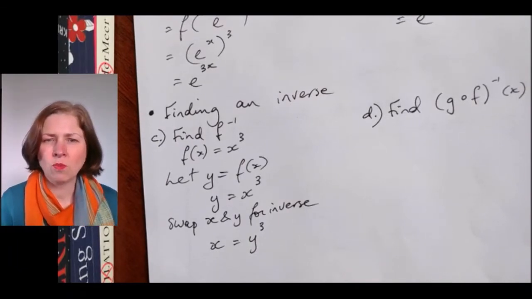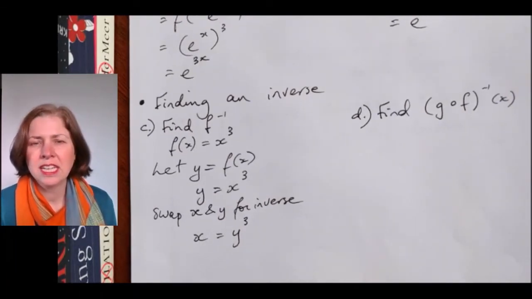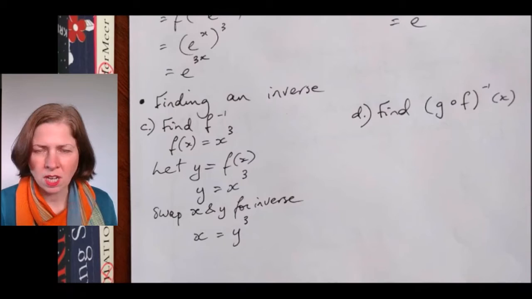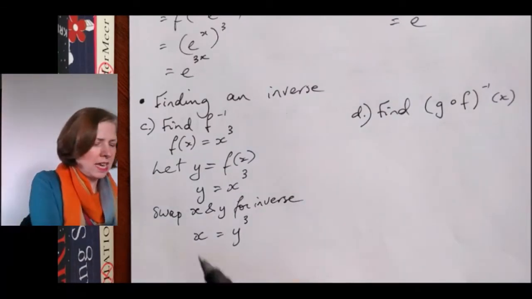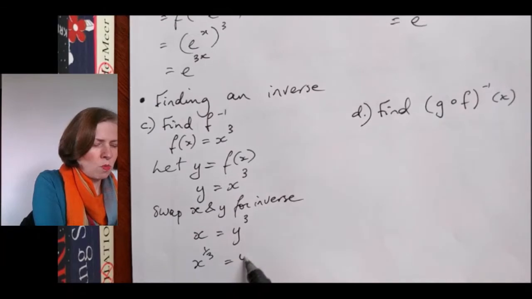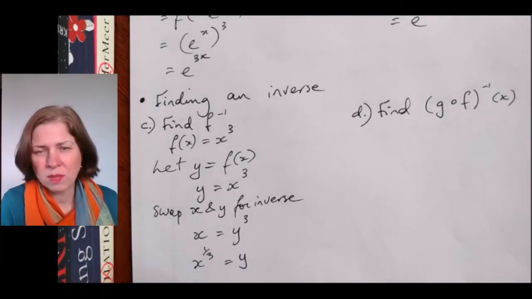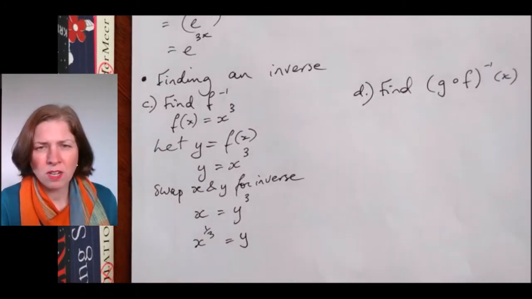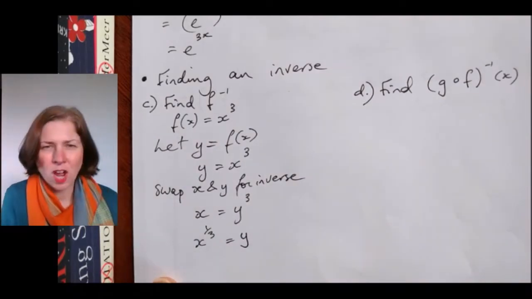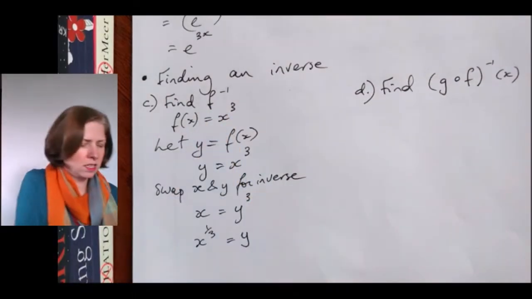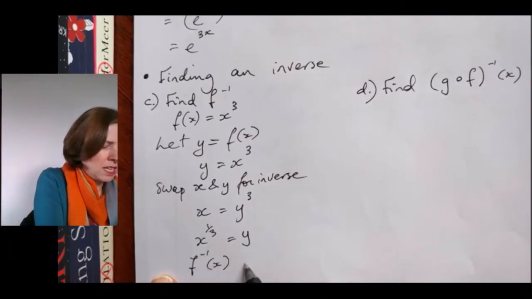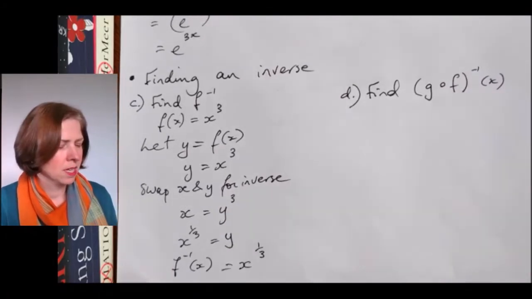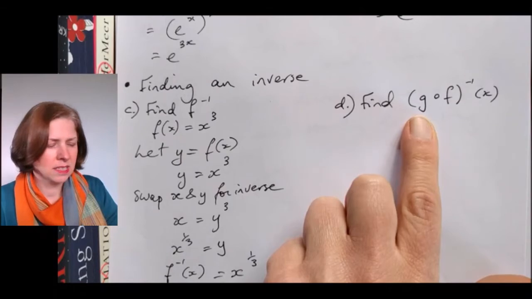Okay, so once I've swapped x and y, I need to rearrange this equation in order to make y the subject. And in this case, it's a simple case of raising both sides of my equation to the power of 1/3. x to the power of 1/3 is going to equal y cubed to the power of 1/3, which is going to be y to the power of 1. So I've done it. I've found y equals x to the power of 1/3. I'm not quite done. I wasn't asked to find y. I was asked to find f inverse. So I will write f inverse of x equals x to the power of 1/3. You could write that as the cube root of x. It's the same.